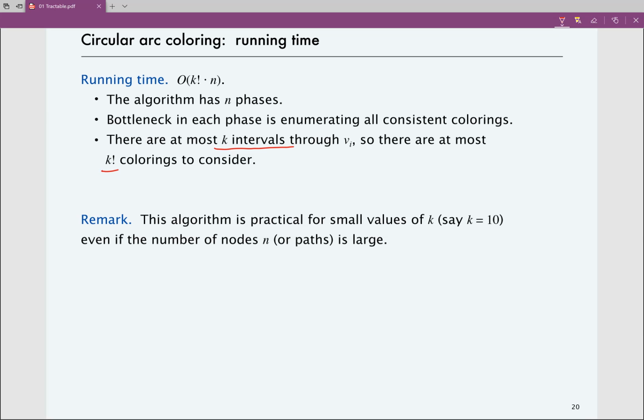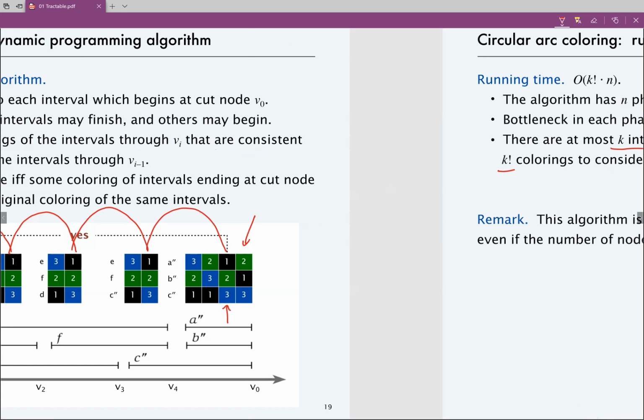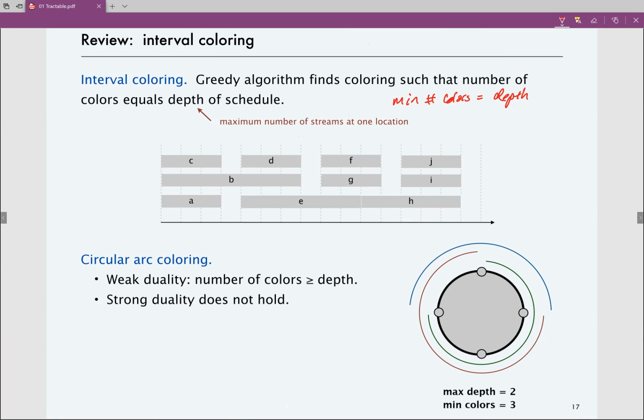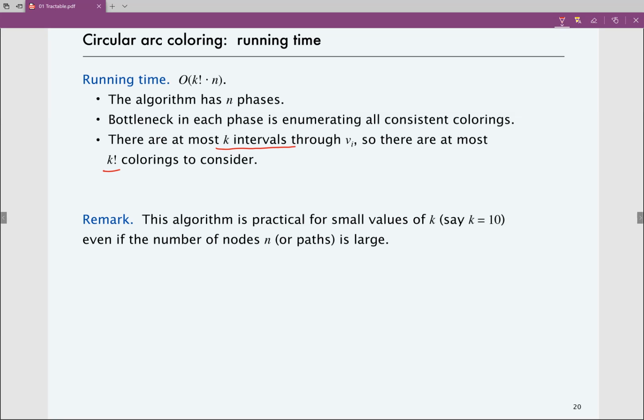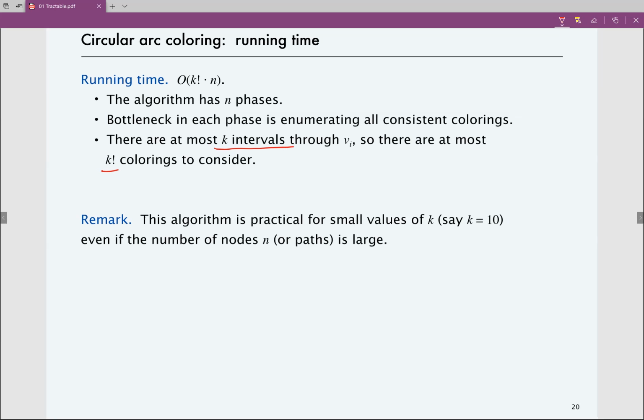So this accomplishes what we wanted to do at the beginning, which was a complexity that is possibly exponential in k, but k is usually small, and it's polynomial in the number of vertices. Even if you set k to be 10, I'm not sure what 10 factorial is, I think it's like a few million or something. So this is still a reasonably feasible algorithm.